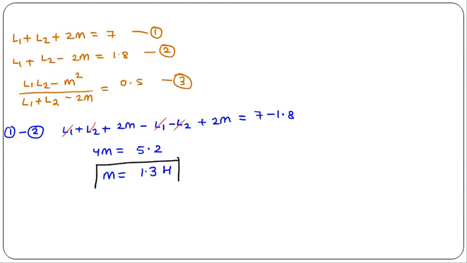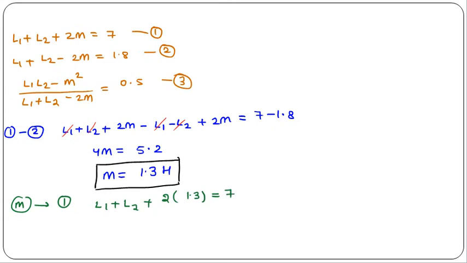Now we will substitute this value in equation 1. So if we substitute this m value in equation 1, this will give L1 plus L2 plus 2 into the m value, which is 1.3. This will be equal to 7. So from here we are getting L1 plus L2 will be equal to 7 minus 2.6, so it will be equal to 4.4.